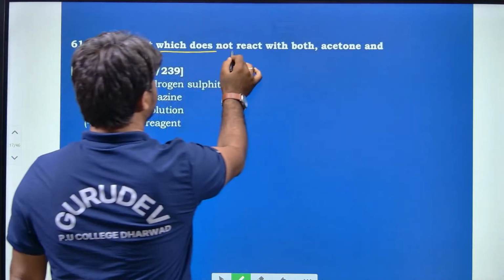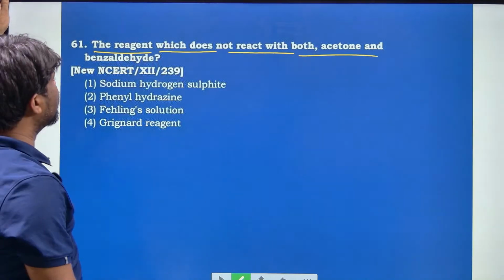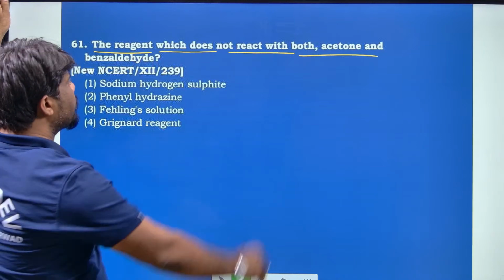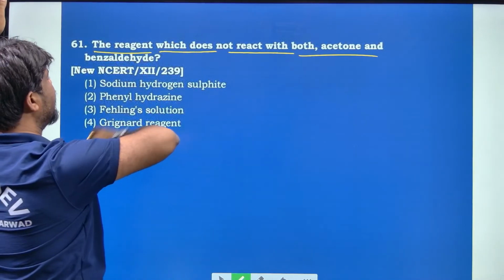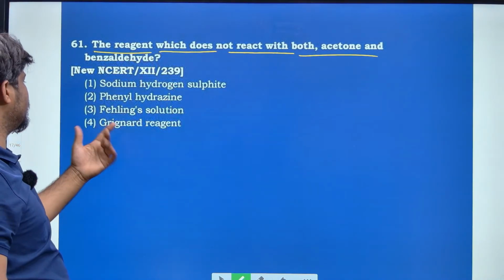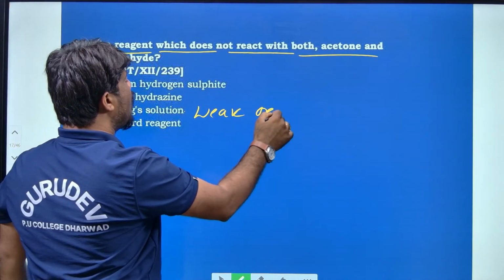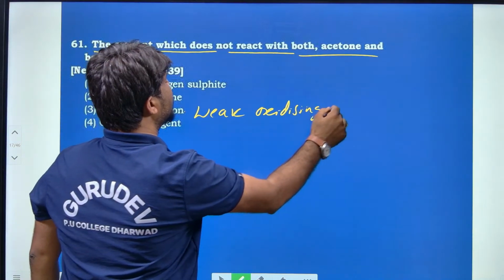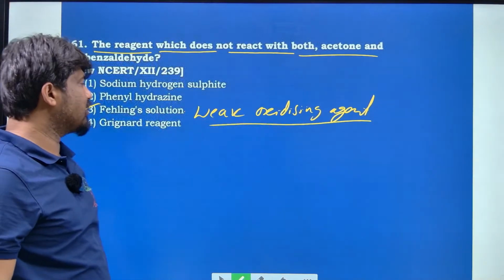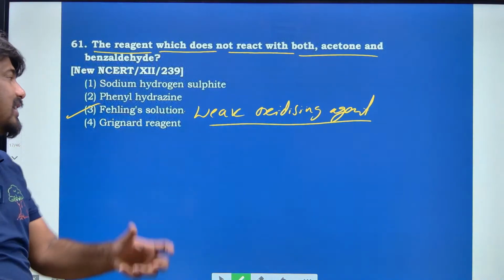The reagent which does not react with both acetone and benzaldehyde. Which one will not react with both acetone and benzaldehyde? Among these, sodium hydrogen sulfite, phenylhydrazine, Fehling solution and Grignard reagent, Fehling solution is a weak oxidizing agent. Which one is the Fehling solution? Because it is a weak oxidizing agent, it cannot oxidize benzaldehyde because of the benzene ring.